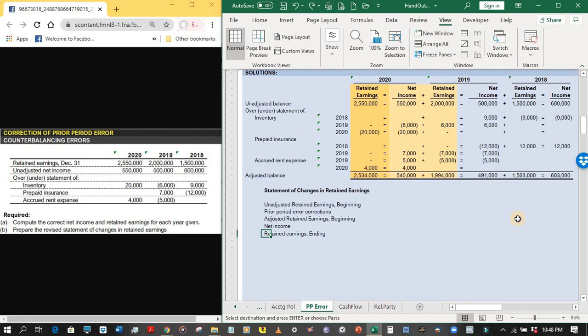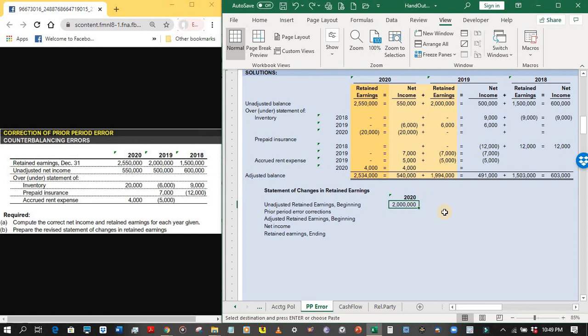So starting with the unadjusted retained earnings at the start of 2020. That is the ending in 2019. So that is 2 million pesos. So for 2020, the unadjusted retained earnings at the start is 2 million pesos. Again, this is the unadjusted retained earnings at the end of 2019.